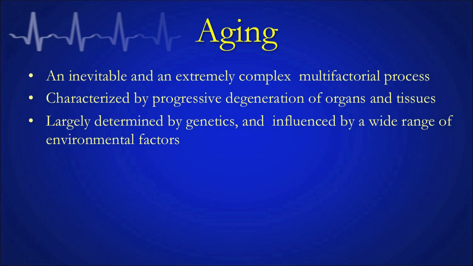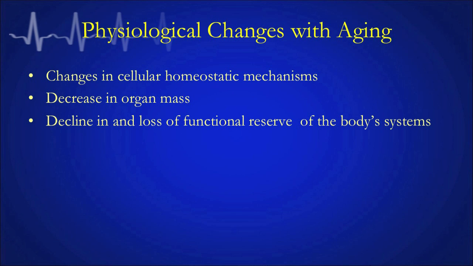I think people are trying to figure out what the aging process is. So it's pretty complicated. We know that it's an inevitable and extremely complex multifactorial process. It's characterized by progressive degeneration of organs and tissues and largely determined by genetics, but really influenced by a wide variety of environmental factors. And I think you all know, diet, exercise, lifestyle, what we have, it does influence the aging process.